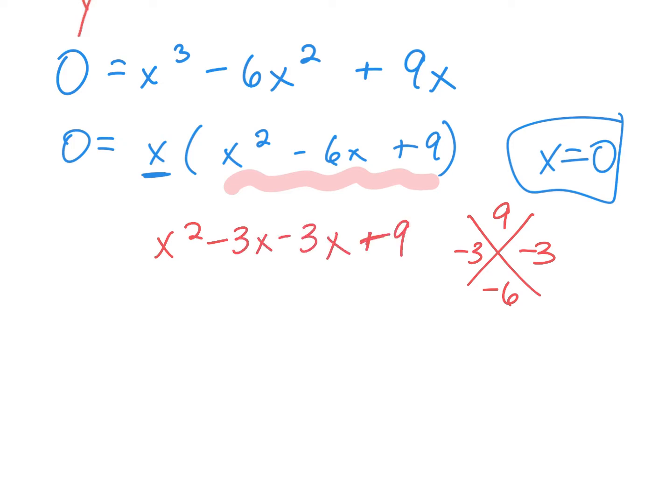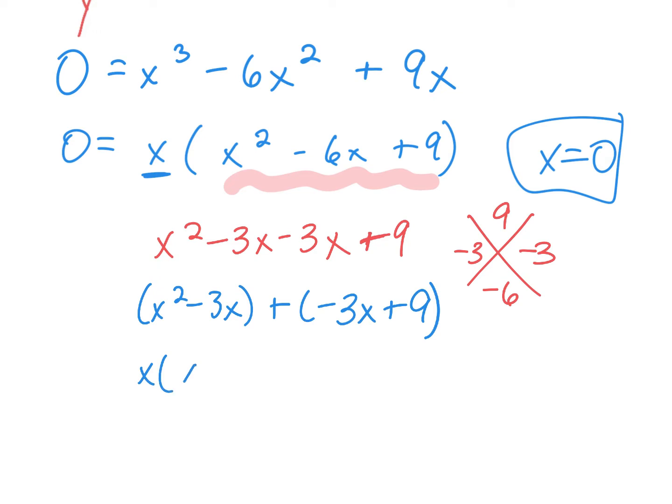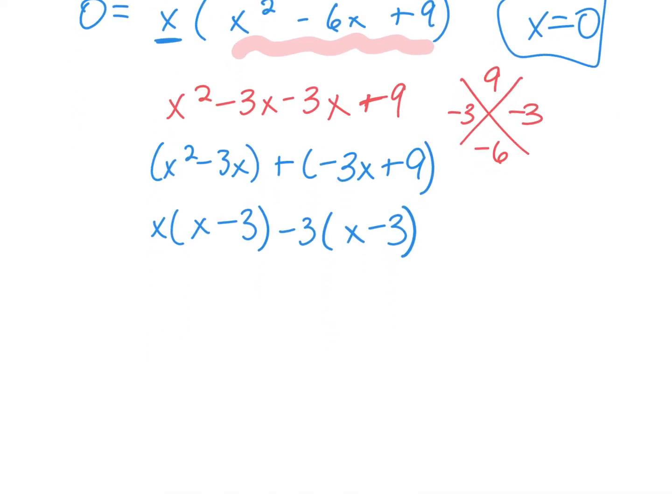Then we do grouping. What has to be in the middle? And the first two both have an x. And what's left? An x squared. x minus 3, good. And the next two? Minus 3. And what's left? x minus 3. Perfect. Okay. Now what?